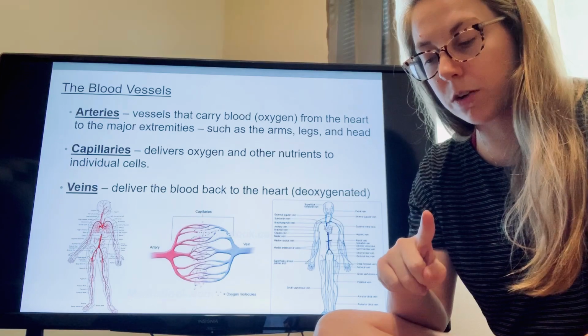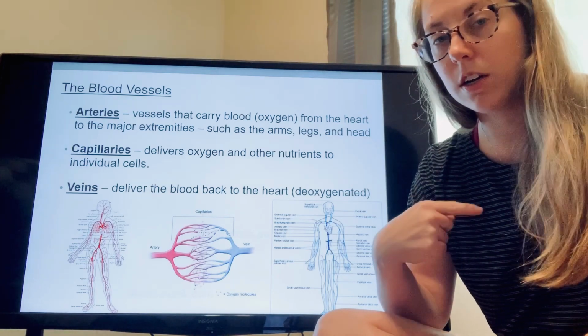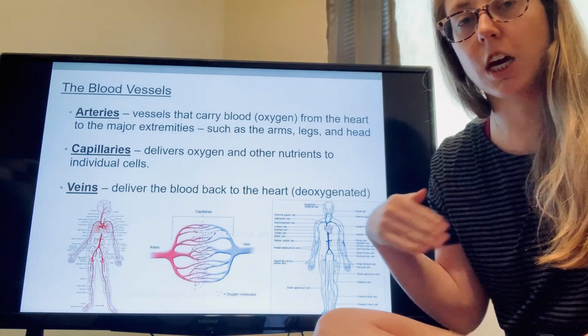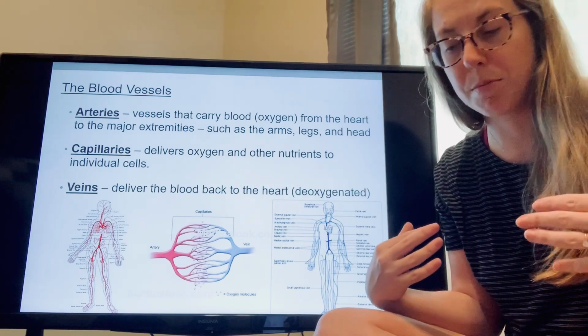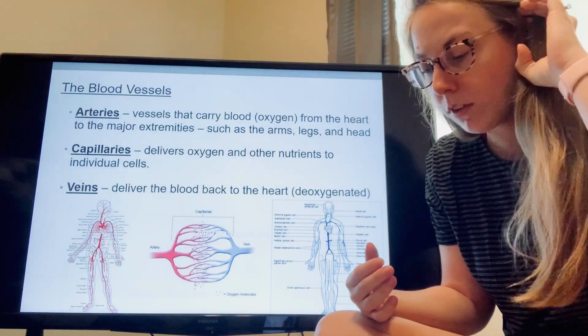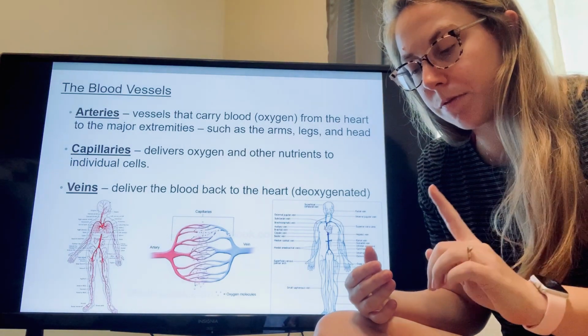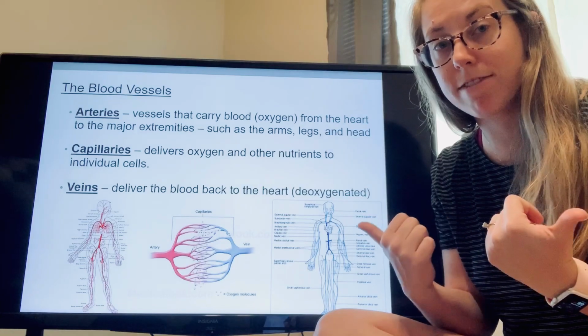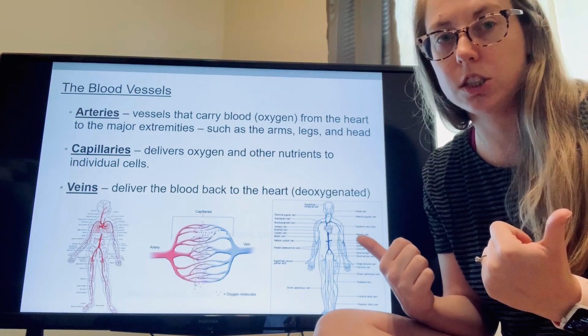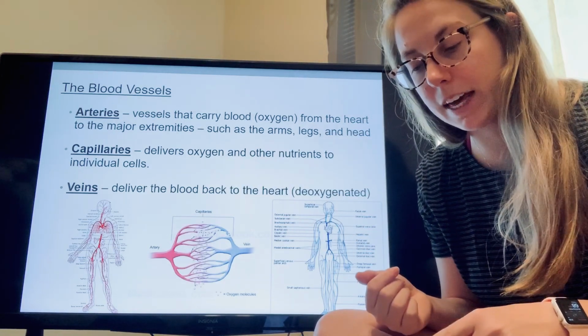So arteries are going to be going from the heart. They're going to start at the heart and they're going to go out to our major extremities, our arms, our hands, the rest of our bodies. So arteries is what's taking the blood away from our heart. It has oxygen.